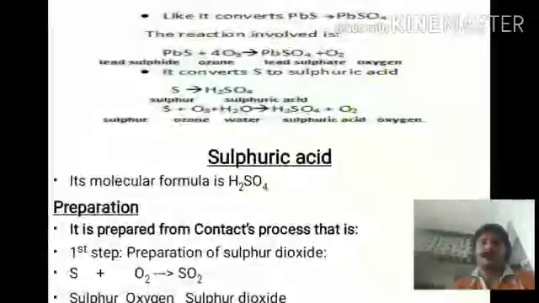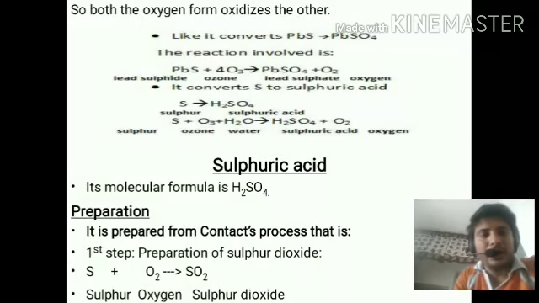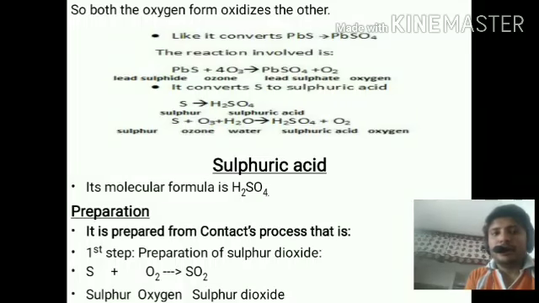Okay. Now we have the most important compound, sulfuric acid. Questions on sulfuric acid will come in your exam, so it is a most important compound. The contact process for the formation of sulfuric acid is very important. The formula of sulfuric acid is H2SO4. Okay, how can it be prepared?